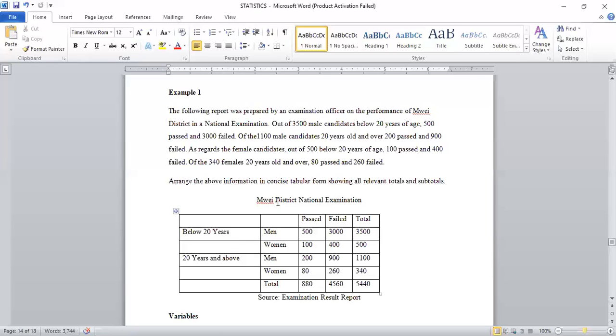In this case, we have a title at the top here. Then down here we have the source. So also your table should always have a title and a source at the end of it all.